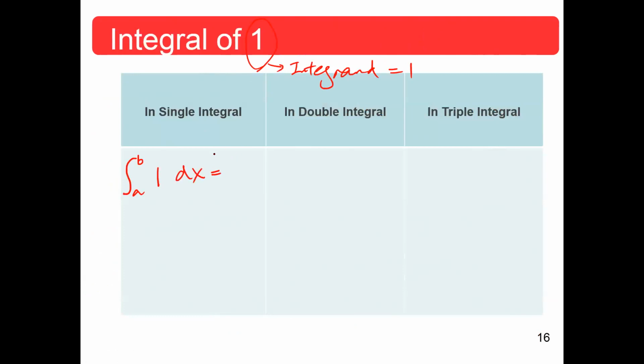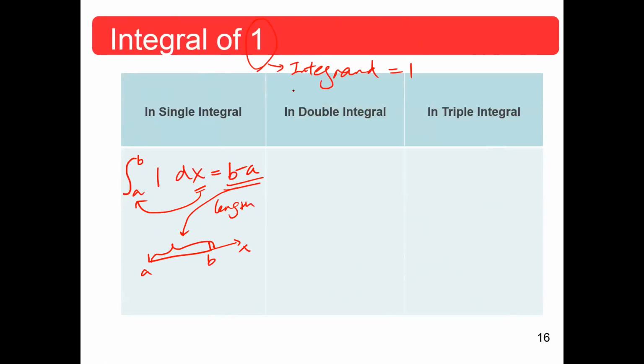B minus a. What's b minus a? What does b minus a talk about? Is it the area? I mean, the length? Because x goes from a to b, right? So b minus a is just the length of this interval it's integrating over. So it's the length.